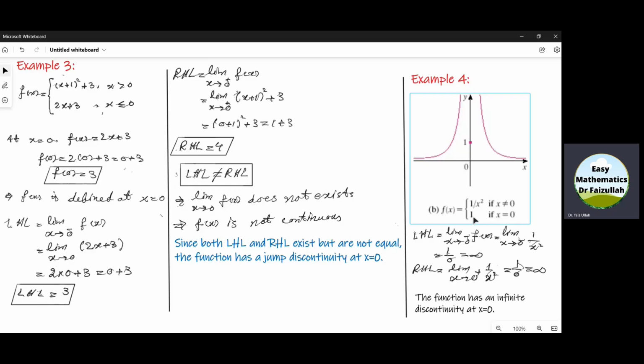To find the left hand limit, we use the value of f of x, which is 1 over x squared, and applying the limit, we get 1 over 0, which is equal to infinity. Similarly, to find the right hand limit, we get that this is equal to infinity. So the limit does not exist and the function is not continuous. Since both limits are undefined, we say the function has an infinite discontinuity at x is equal to 0. That's all.